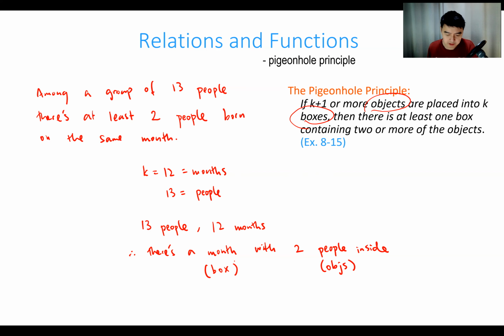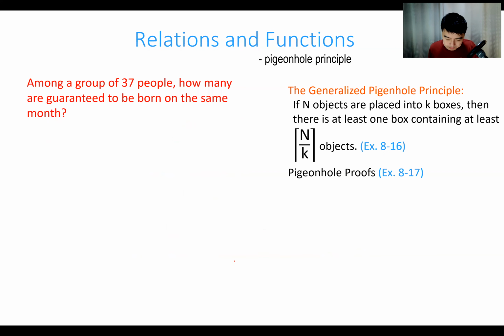Okay. Now, let's move on to something a little bit more general. The generalized pigeonhole principle goes like this. If there are n objects, now this time we're not saying k plus 1, right?